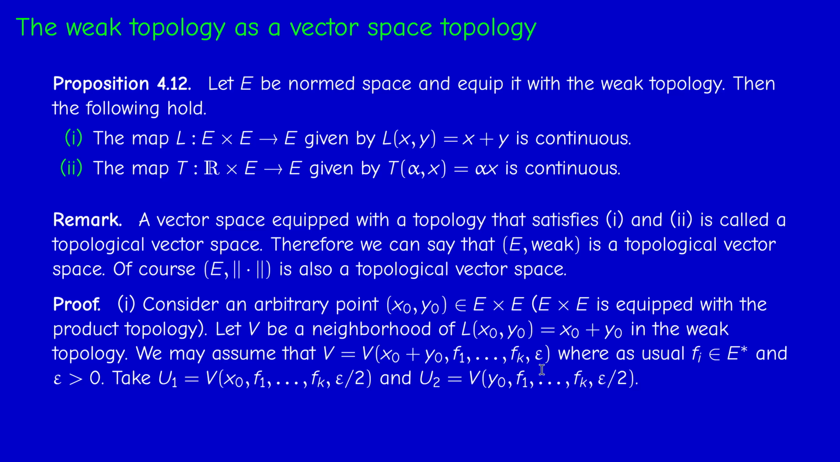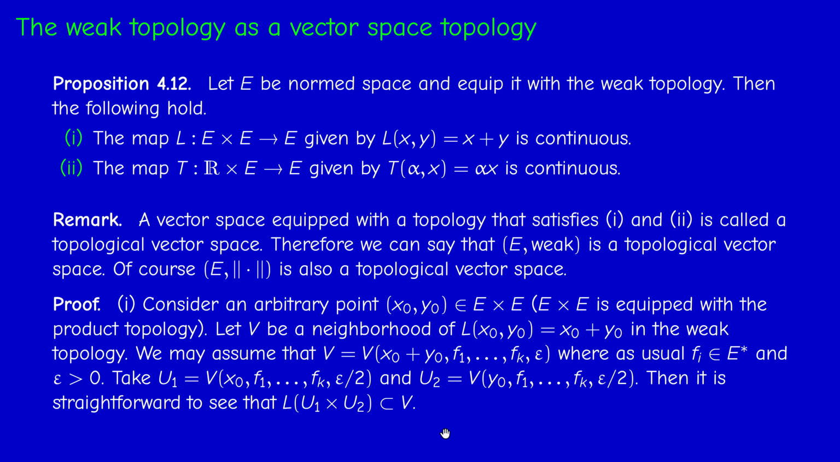It's not a ball actually, but you may call it a weak ball, according to our definition, but instead of one center, I have finitely many centers and the radius. Here I take the same centers, but with radius epsilon over 2. So what does this mean? By definition, this is the set of x in E such that the absolute value of fi of x minus x0 is less than epsilon over 2.